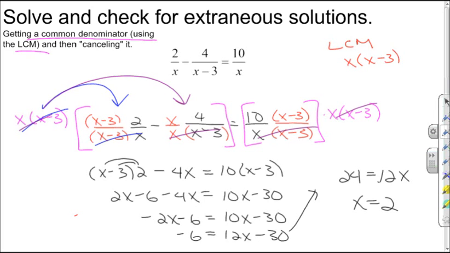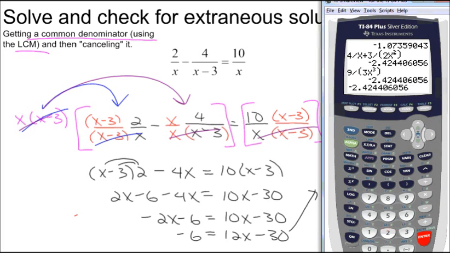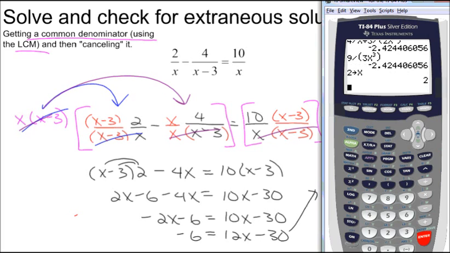Okay? So it's only one answer to check. I'll do 2 store x on my calculator. Let's see if this works by doing 2 divided by x minus 4 divided by x minus 3. And asking myself, is that second test equal to 10 divided by x? The calculator says 1, which means we're done. If it said 0, it would mean it's no.